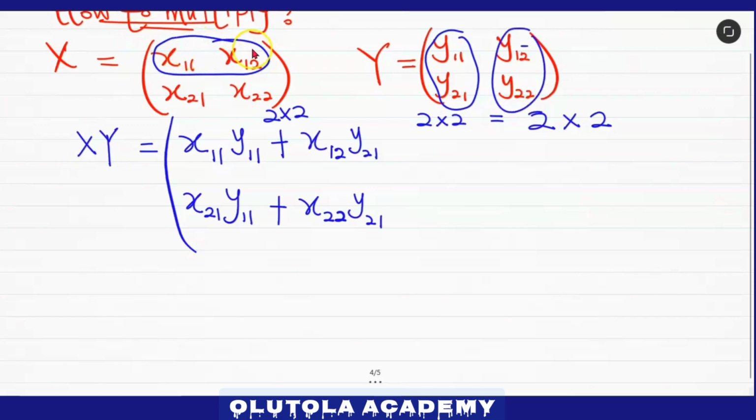So the same thing we did, we are going to do for this one also. This row we multiply by this column, and this second row we multiply by this also. So we are going to have x11 multiplied by y12, plus x12 multiplied by y22, then the second row, x21 multiplied by y12 plus x22 multiplied by y22.